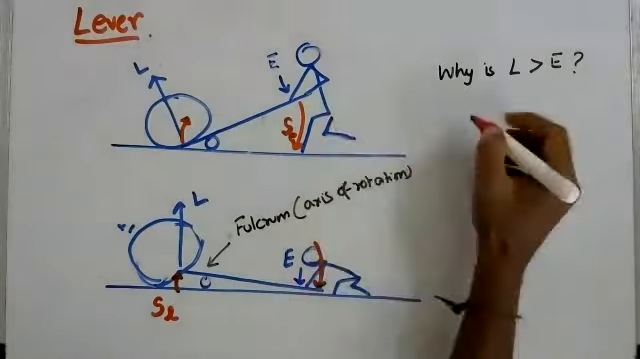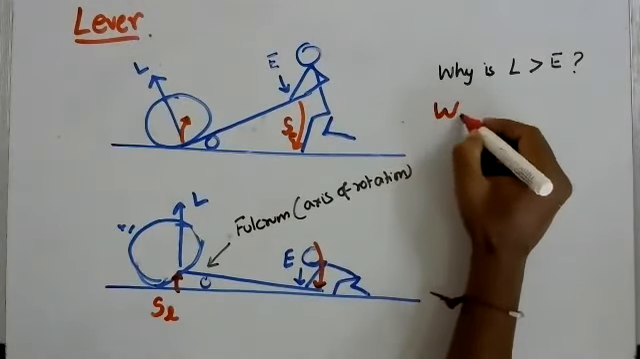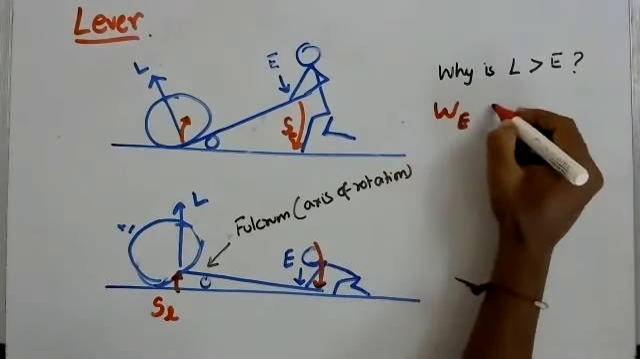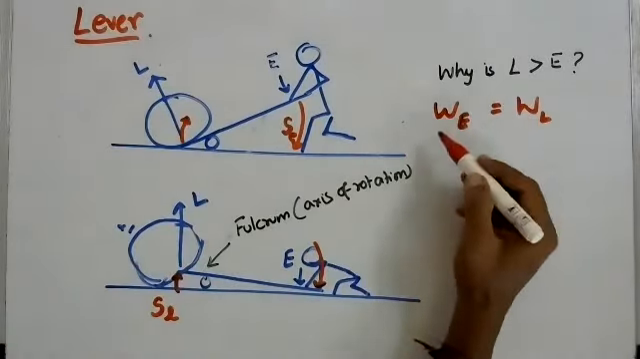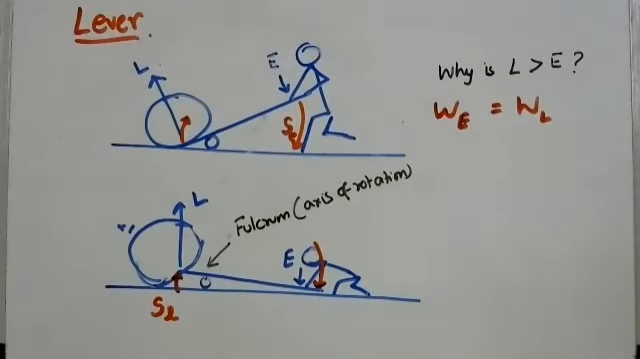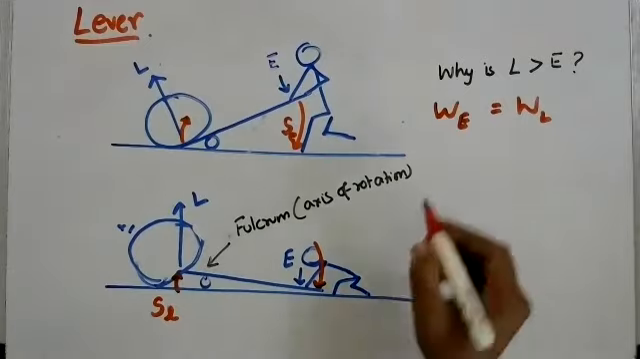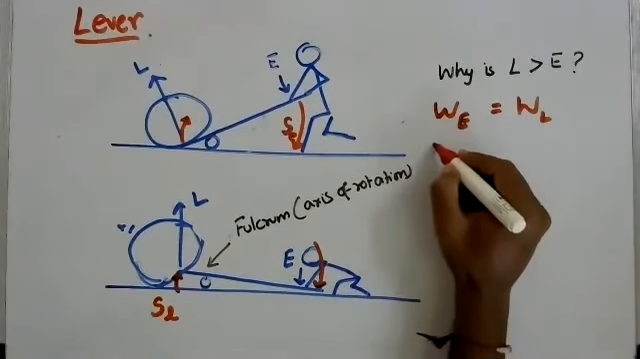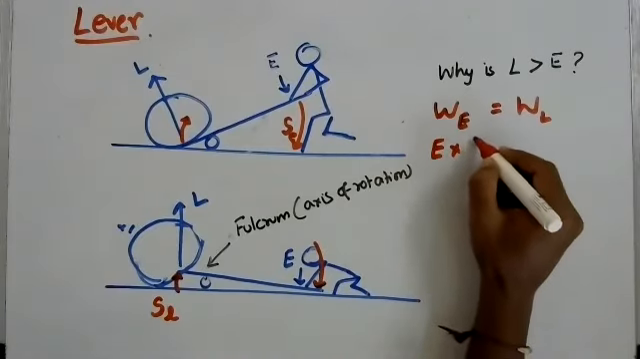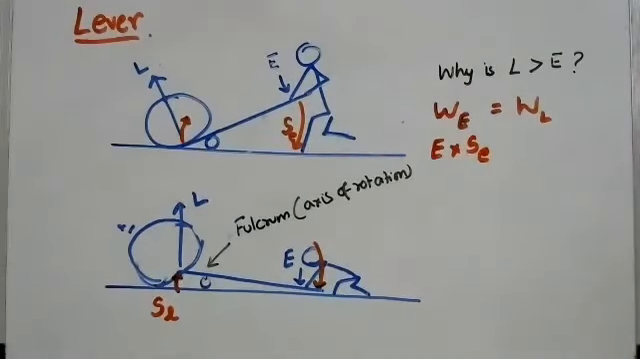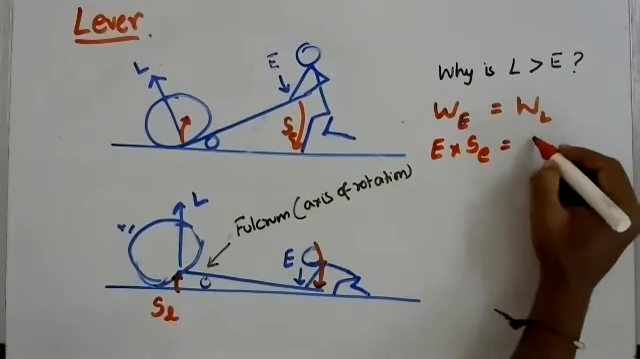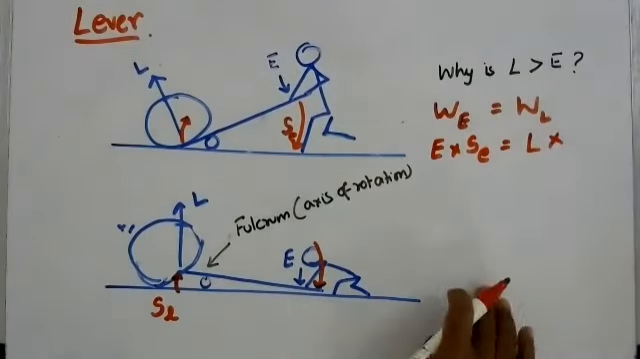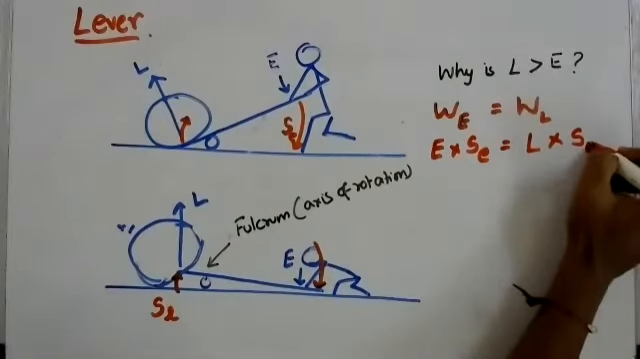So now we can say that the work done on the effort side should be equal to the work done on the load side. That has to be true because work done is equal to energy spent. So energy has to be the same on either side. Why? Because of the law of conservation of energy, which we just completed. Work done on the effort side is effort multiplied by the displacement caused by that force. On the other side, the work done on the load side will be the load, that is the force, multiplied by the distance moved because of the load.